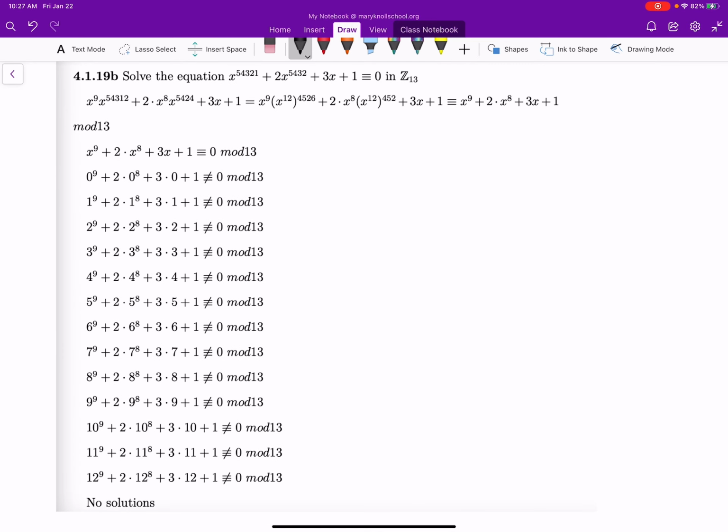And for example, this is probably the hardest part right here to reduce this down, so let's just go ahead and do that as an example of how to reduce it. So 12 to the 9. Well, let's just look at 12 squared in Z13.